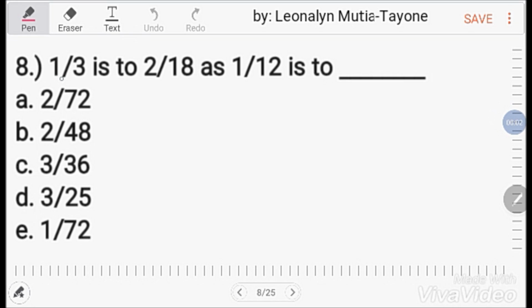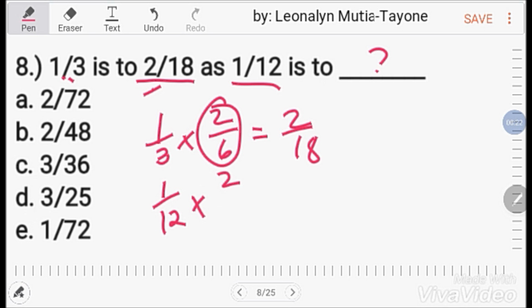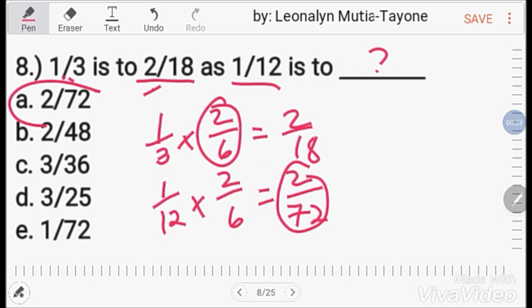Okay, number 8. 1/3 is to 2 over 18 as 1/12 is to what? Ano naman ito? Si 1/3, paano naging 2 over 18? So, si 1/3, i-multiply mo ng 2 over 6. So, that is 2 over 18. So, kung anong ginawa ko, yan din ang gagawin ko sa 1/12. Tingnan natin kung nasa choices ba. 2 over 72. Ngayon, nasa choices.